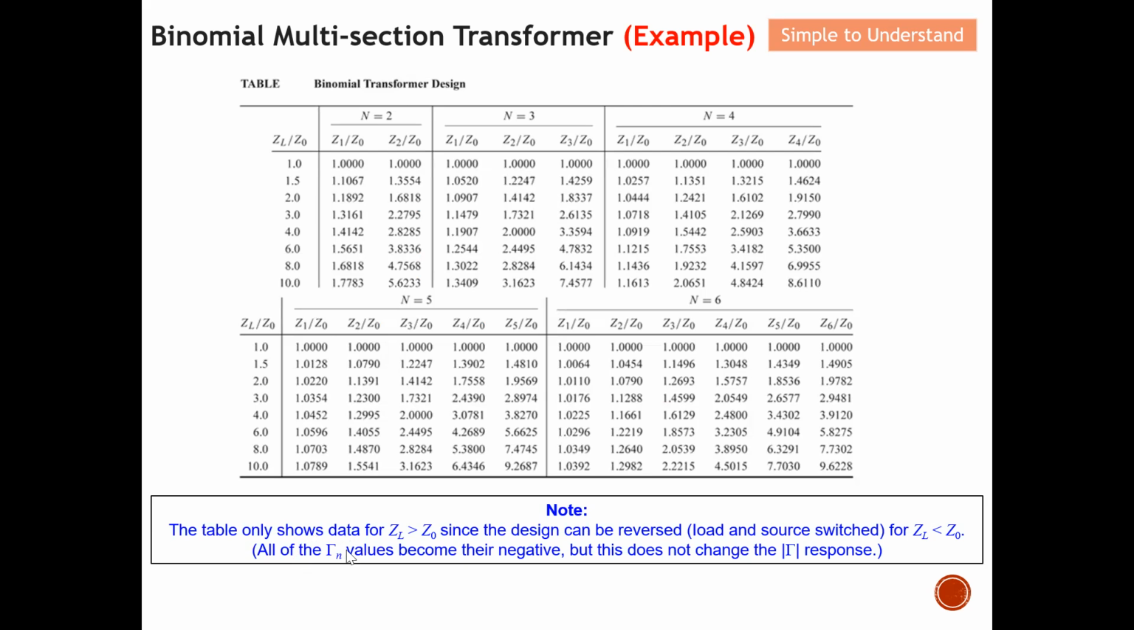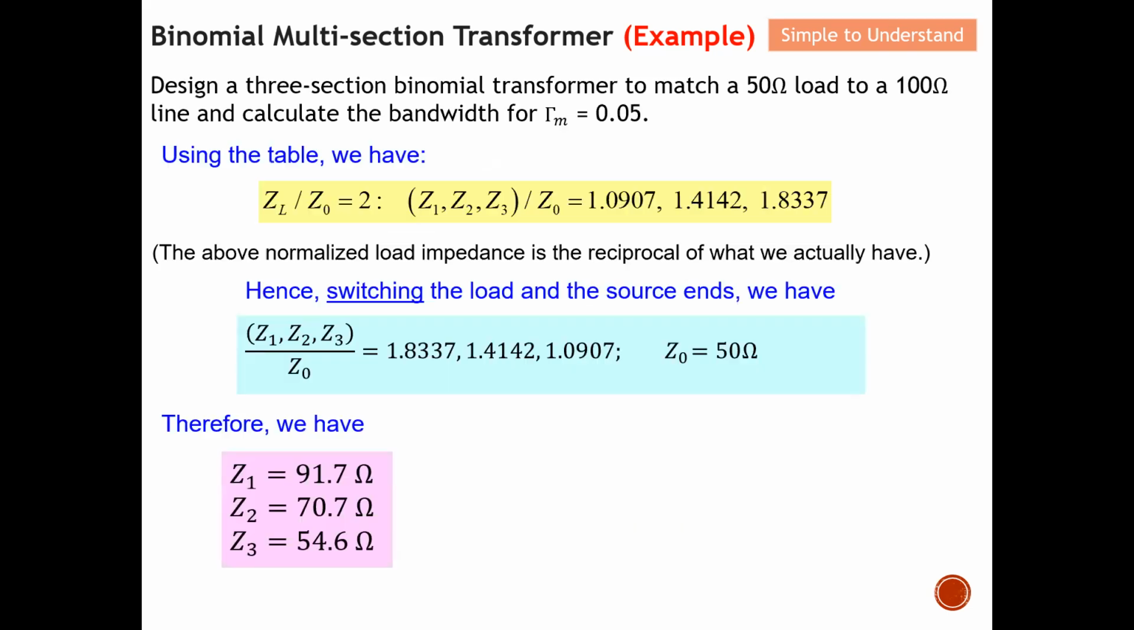But all these reflection coefficient values become negative. But this does not change the reflection coefficient because this is what we call a magnitude. The sign plus or minus is not so-called a concern. So therefore, you can also design this binomial transformer by using this table. Let me show you how to make use of this table to design this binomial transformer using this binomial method. So let's take a look.